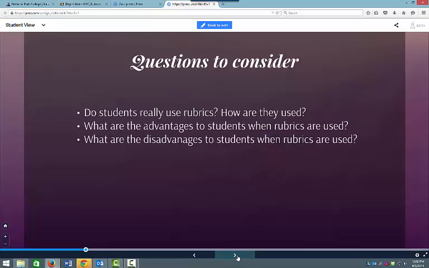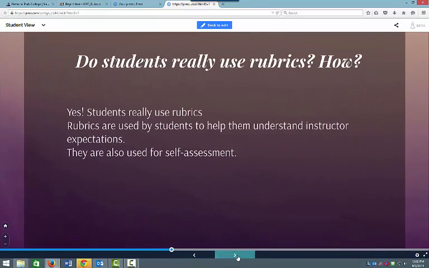First is, do students really use rubrics? If we're going to spend the time to create them, are they going to be used? And if they are used, how are they used by the student? I want to know what advantages there are to the student with using rubrics and the disadvantages when rubrics are used. So let's address the question of, do students really use rubrics and how?